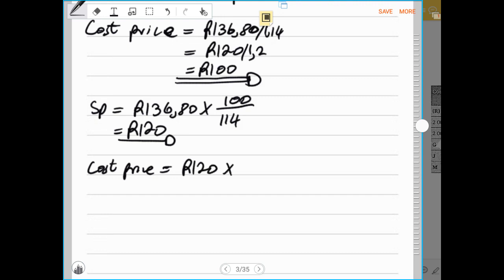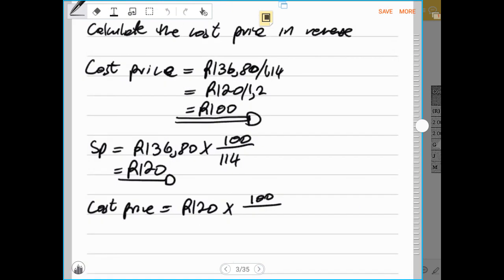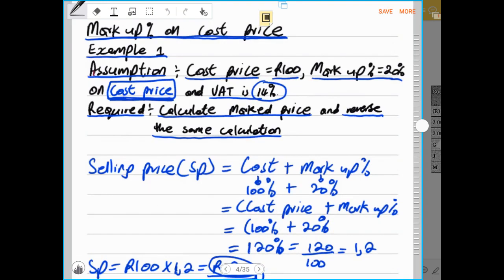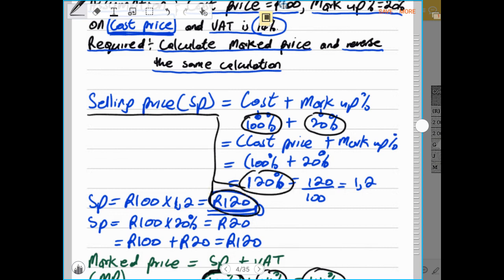Remember, I said cost price is 100% and selling price is 120%, because in the cost price we added the markup percentage. We said cost price was 100%, and we added 20%. That gave us the selling price, which was 120 rand, which was 120%, and that became 120 in terms of rands. So now our selling price is 120% because we added the markup of 20%.